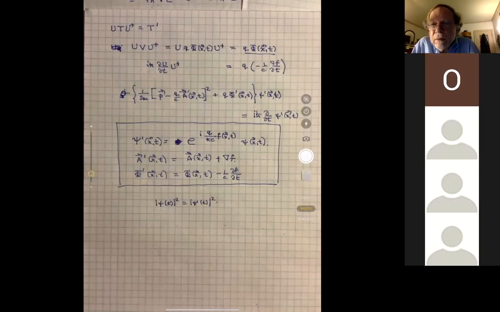Could you repeat what you were saying about the Heisenberg picture and how it relates to this unitary transformation that we make? I think I was just confused.